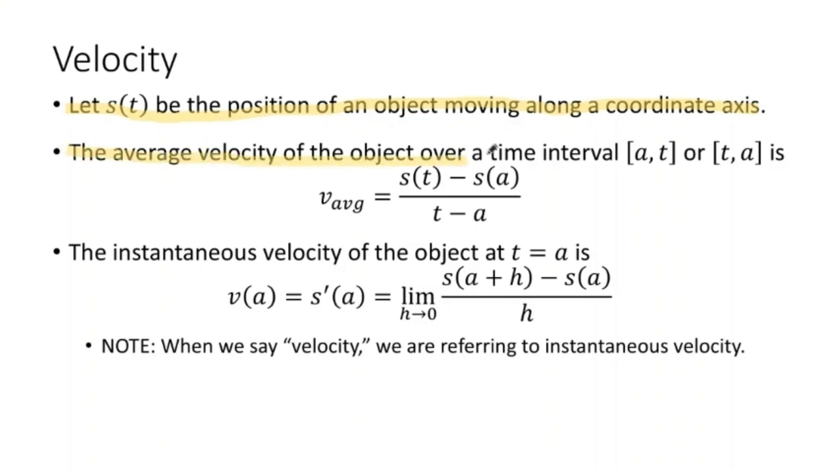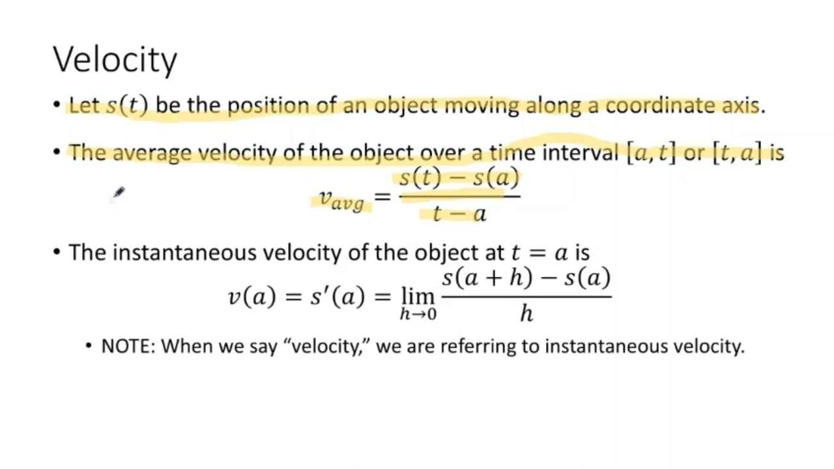The average velocity of the object over some time interval, which we'll either have as a to t or t to a, depending which is larger, is just the average rate of change of position, which would be s of t minus s of a all over t minus a. And we'll denote that as v average. This is typically how we calculate velocity when we're first introduced to the idea of it. We would know the position of 2 objects and at what time those 2 objects were at those positions. And we would take how far the object traveled divided by the change of time, and we say that was the velocity. However, that is only the average velocity.